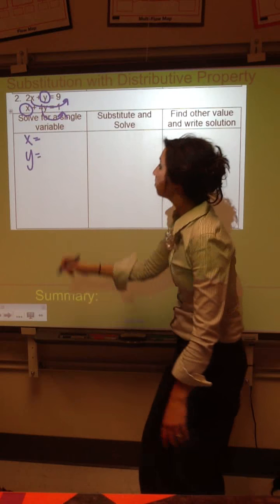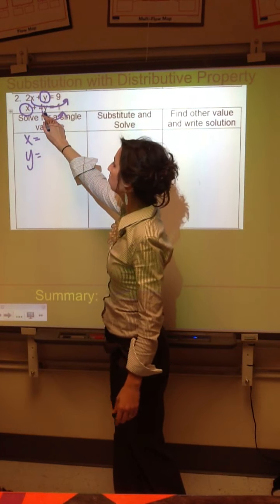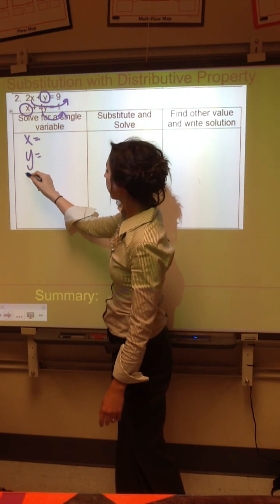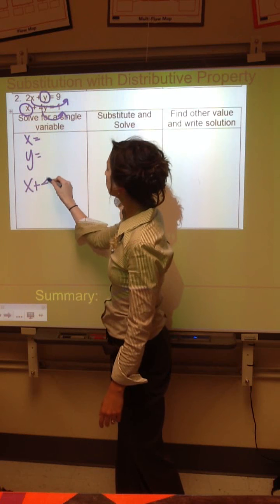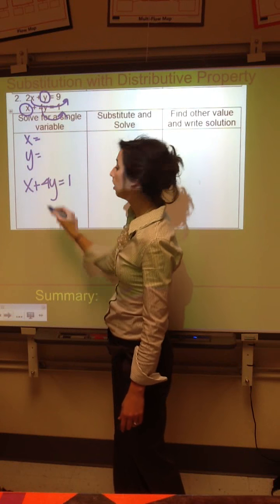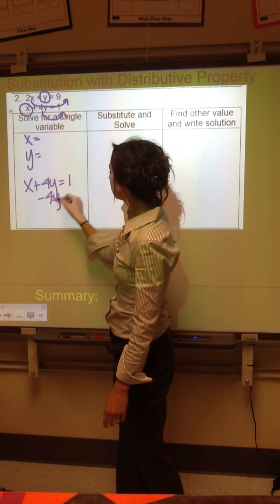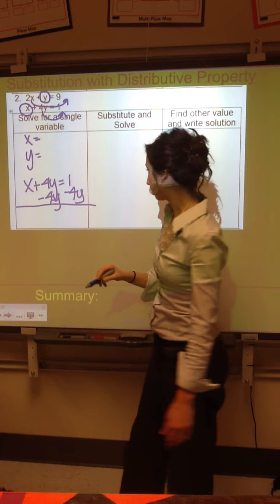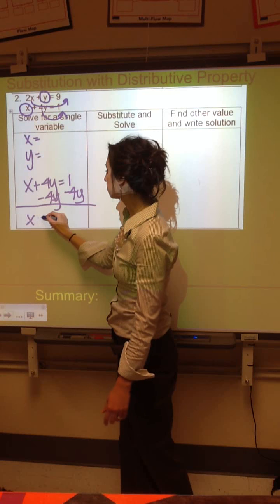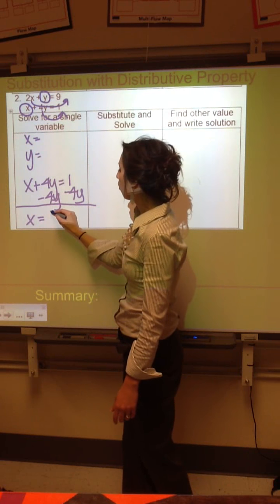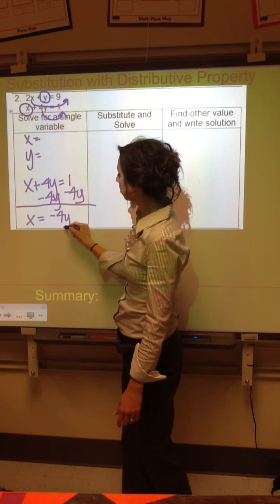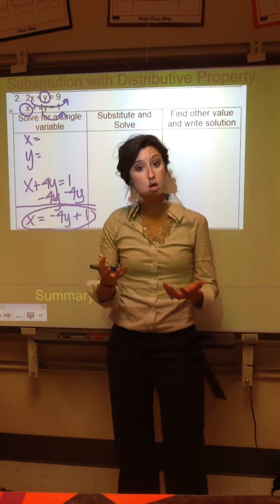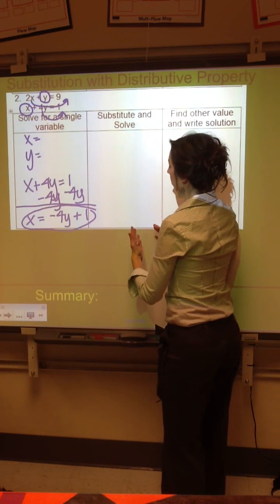So, if I move my y term, how do I cancel a plus 4y? I'm just going to subtract it. So let's rewrite. x plus 4y equals 1, minus 4y, minus 4y. Big line because you are calculating. Bring down your x. x equals negative 4y plus 1.